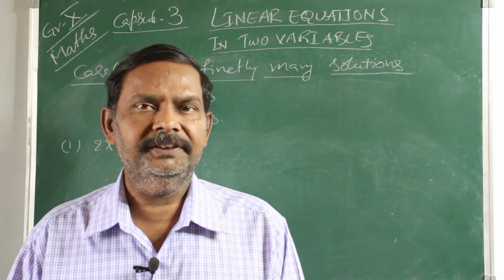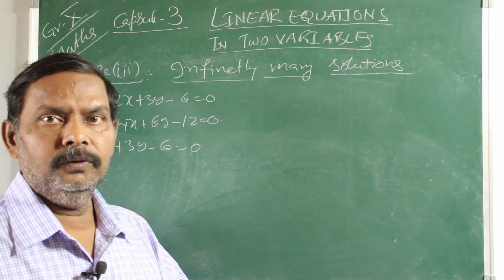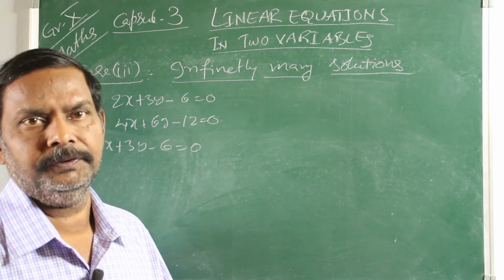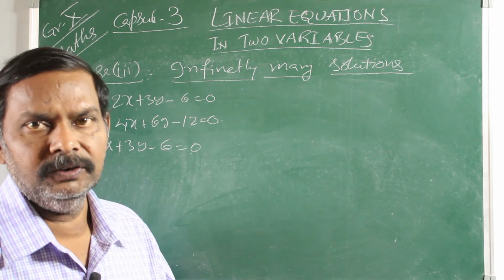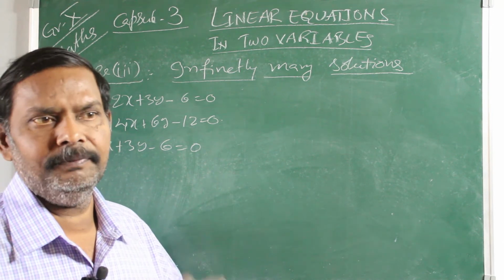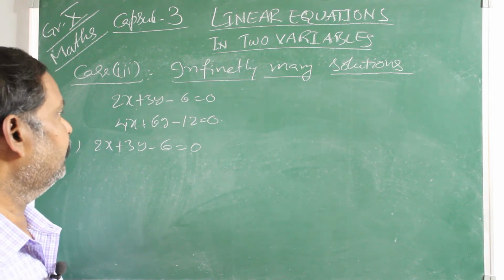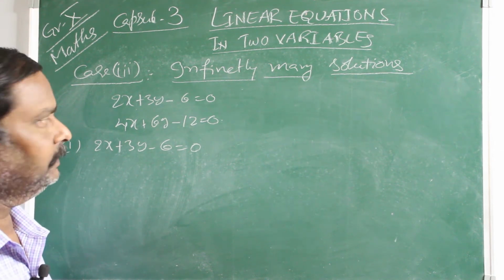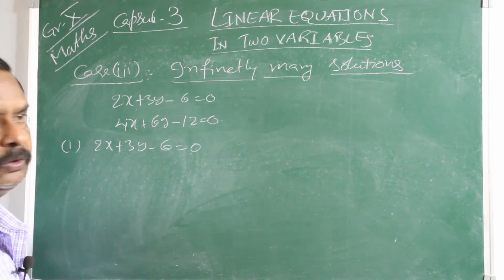Now let us come to the case 3, infinitely many solutions. If 2 lines coincide with each other, there are infinitely many solutions. Coincides means the 2 lines intersect at infinitely many points, and of course the solutions are also infinitely many. And let us have an example for this. As usual, I have taken two straight lines, 2x plus 3y minus 6 is equal to 0, 4x plus 6y minus 12 is equal to 0, two lines.